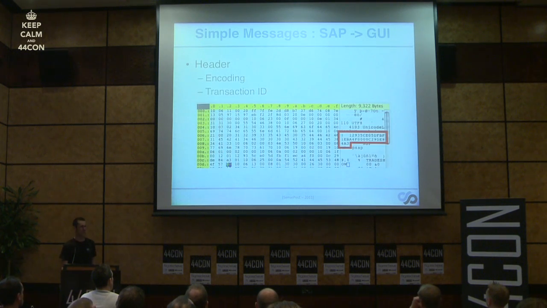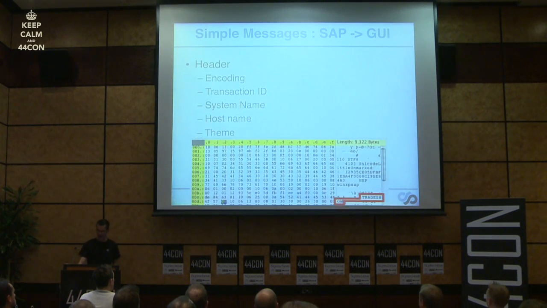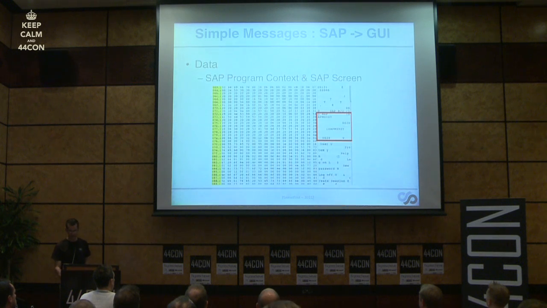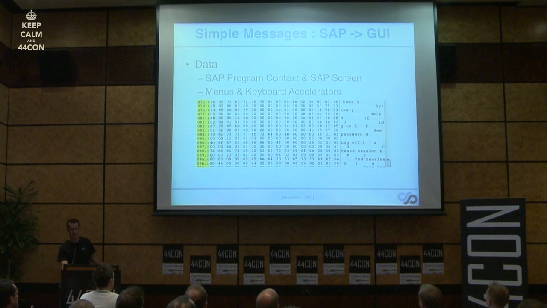It contains something called a transaction ID, which in many cases I equate pretty much with a cookie, except it never seems to be checked on the server side. Under specific conditions, it's actually checked on the client. But really, you've also got the system and the host name and the theme in use by the GUI. And then there's a bunch of other information like the SAP program context and the SAP screen number, which is currently running. You'll have the menus and the keyboard accelerators.